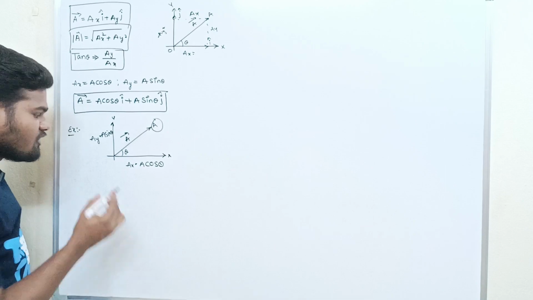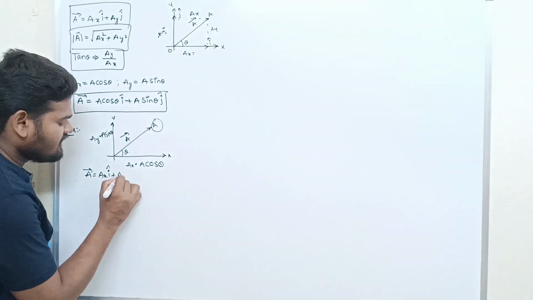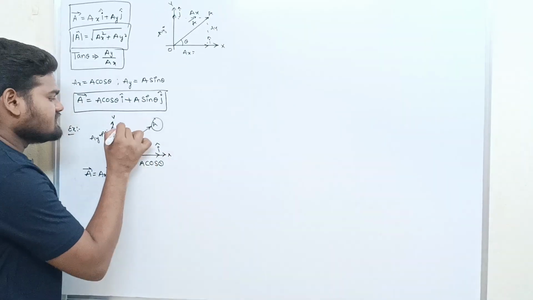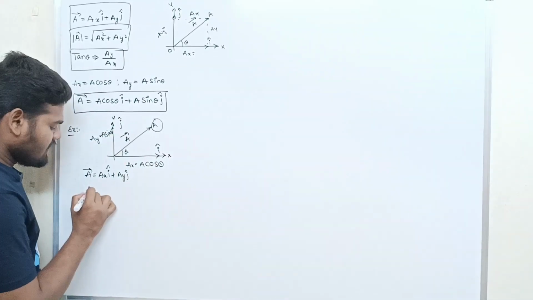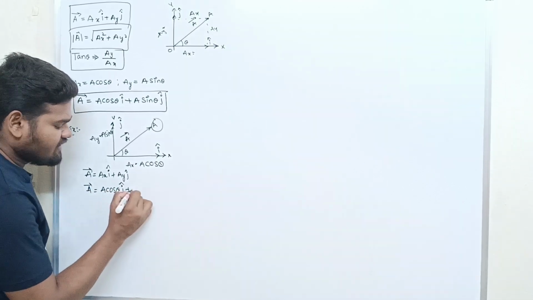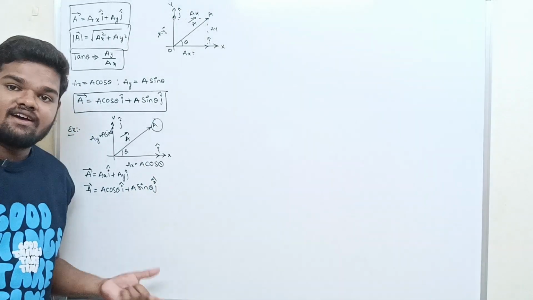Are you getting it? If you want to find the A bar vector, A bar is equal to AX I cap plus AY J cap. This is the positive x-axis, I cap, and this is the positive y-axis, J cap. So A bar is equal to, what is AX? A cos theta I cap plus, what is AY, we got A sin theta J cap. Have a look. Done, finished.